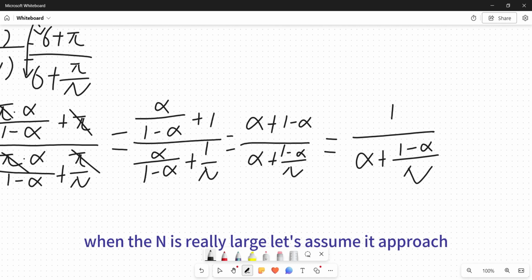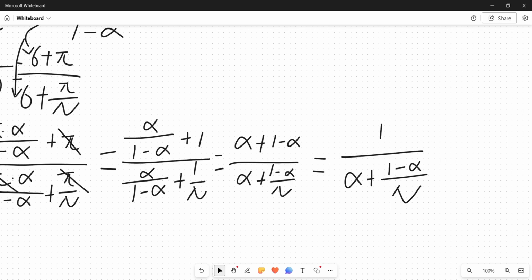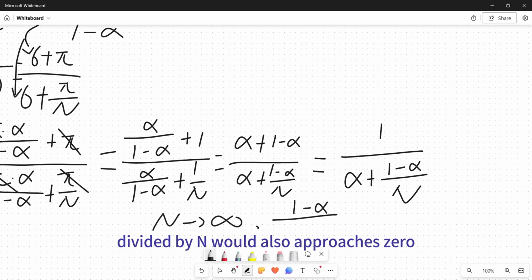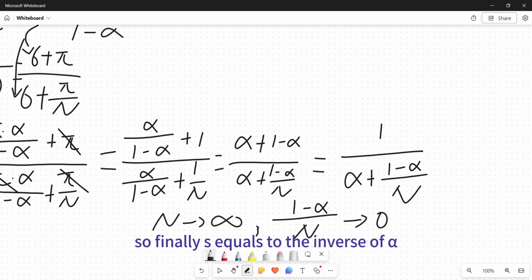So when n is really large, let's assume it approaches infinity. So 1 minus alpha divided by n would also approach 0. So finally, S equals the inverse of alpha.